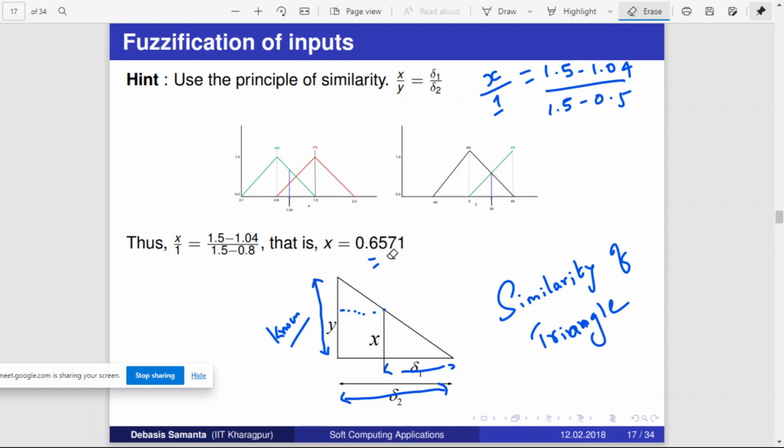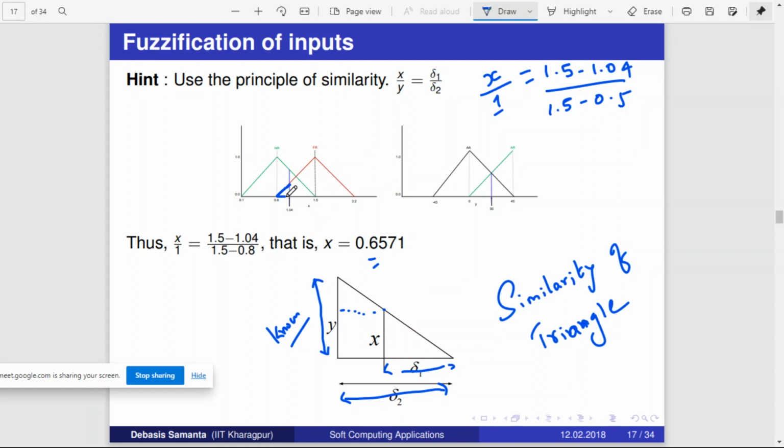Now you have to take this triangle. So this is also a triangle. I am not getting the diagram properly. So this small one you have to take. This is the smaller one. Then the bigger one will be this side. This is the bigger one.